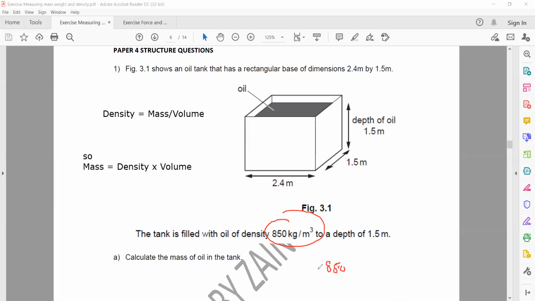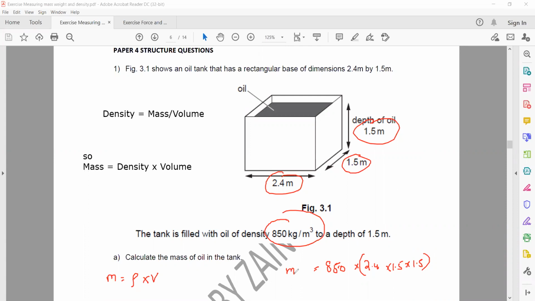And what about the volume? In terms of symbols, the mass is equal to density, represented by the Greek letter rho, multiplied by volume. And what about the volume? Volume is length, width, and height. When we multiply these three sides, we get the volume of the oil inside this rectangular tank. So to get the volume, we multiply 2.4 by 1.5 by 1.5. This whole will be the volume and 850 is the density.